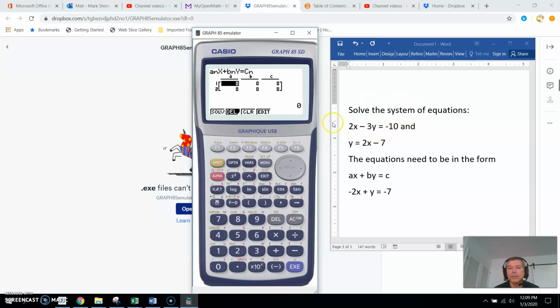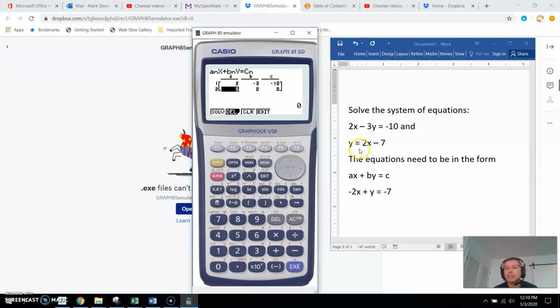So that one is ready to go, and all I do is type in the coefficients, no x's or y's. So I just type in 2, execute, negative 3, because minus 3y means that the coefficient is the same as plus a negative 3y. So we need to type in negative 3, and then the constant on the other side is negative 10. Hit execute after each one.